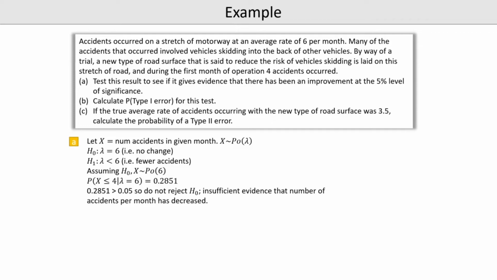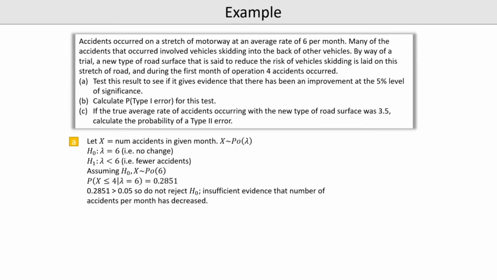Now, we're going to base our calculations on H0 being correct. Since we saw 4 accidents, we're looking for the probability X is less than or equal to 4 using lambda equals 6. That gets us 0.2851. We make our comparison. This is quite a large probability, way bigger than the significance level. We have insufficient evidence to reject H0. So we have insufficient evidence that the number of accidents has decreased.